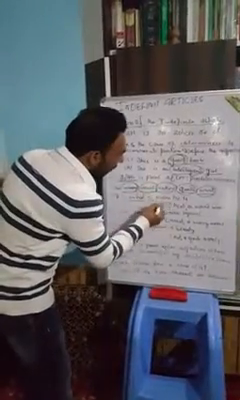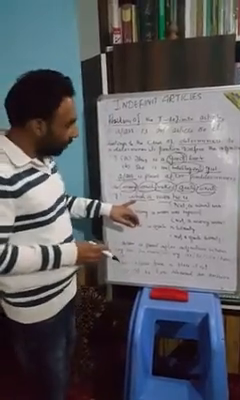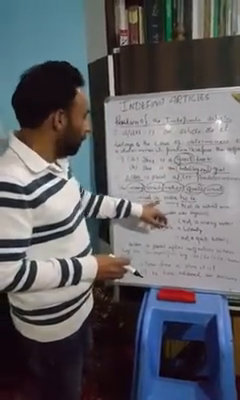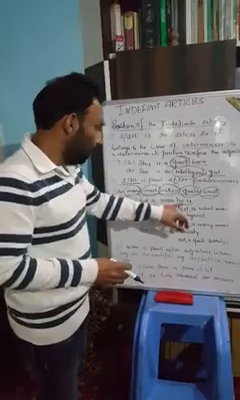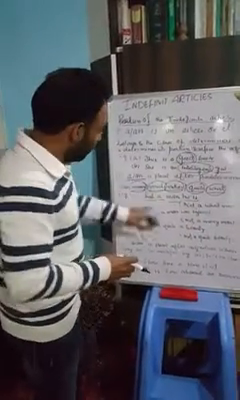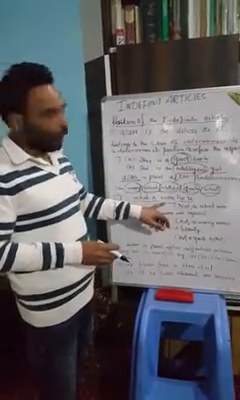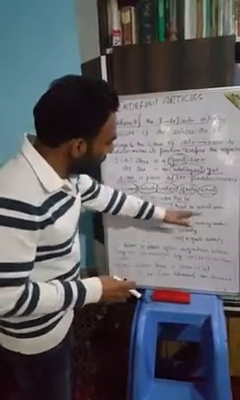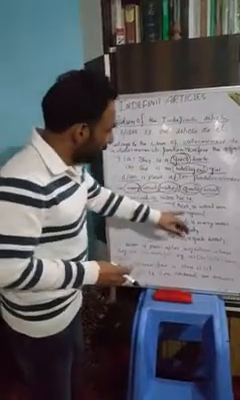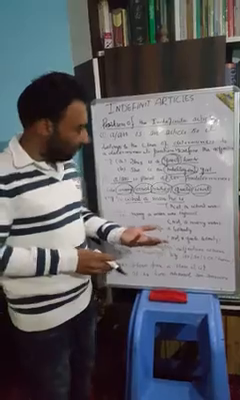For example, what a man he is. Here, what is a predeterminer, a is an article, man is a noun, he is a pronoun, and is is a verb. So the article is placed after the predeterminer and before the noun. We cannot say a sentence like this: not a what man. It will be a wrong sentence again.